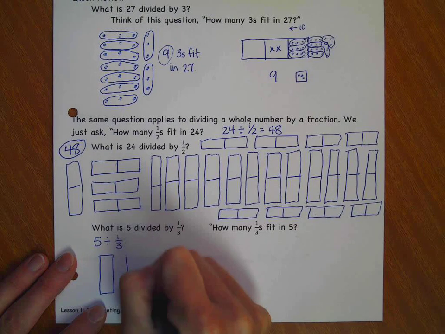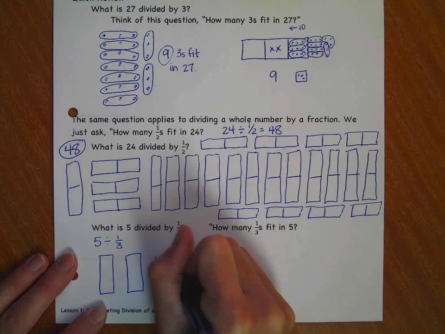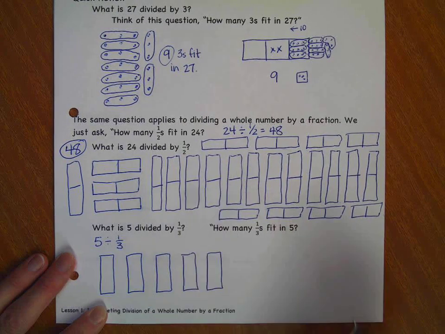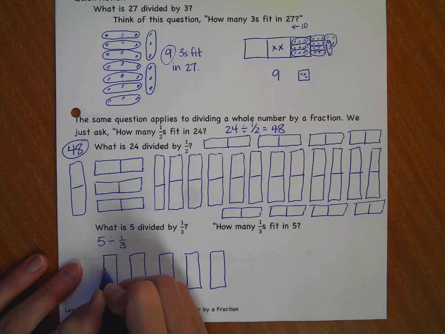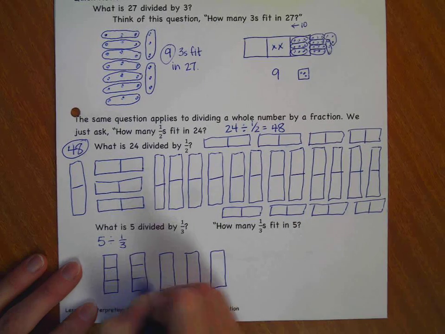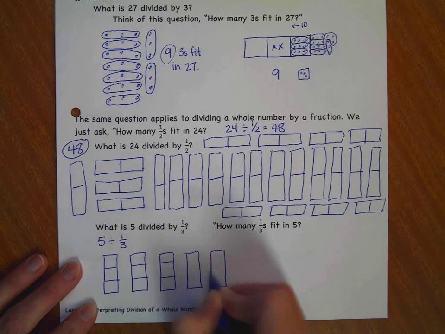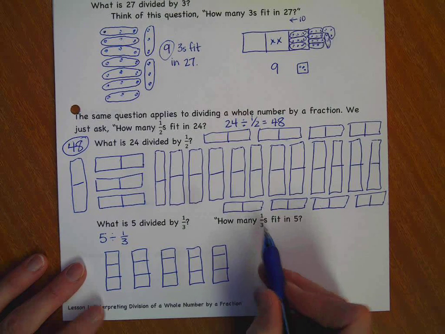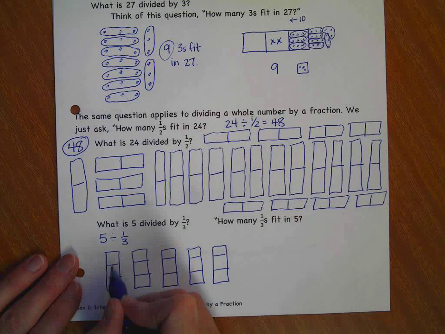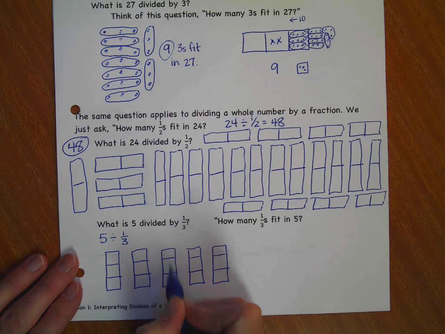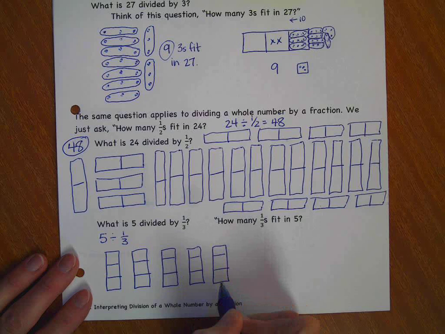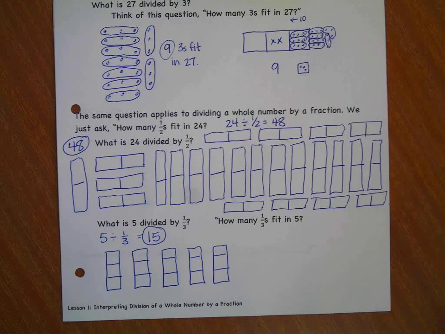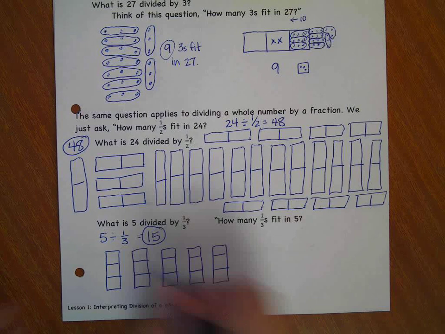So again, we're going to draw the picture. 1, 2, 3, 4, 5. And now we're trying to figure out how many thirds fit in them. So we have to actually put our thirds in there, right? Put our thirds in there, put our thirds in there. And now the question is, how many thirds fit in 5? 1, 2, 3, 4, 5, 6, 7, 8, 9, 10, 11, 12, 13, 14, 15. So the answer would be 15 thirds fit in 5.